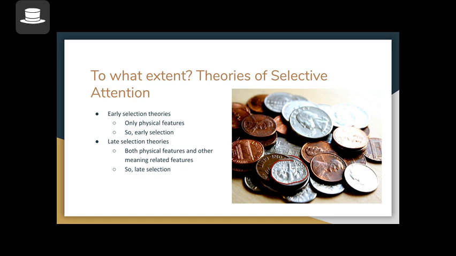That comes later, right? Whereas late selection theories, on the other hand, assume that it's not only the physical features that you process, but you also process the meaning related to these features. So you not only process the shape, color, but you also process the worth of these coins. So the selection is later, not immediate.